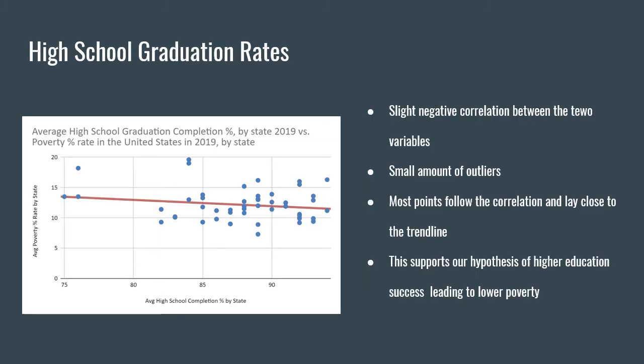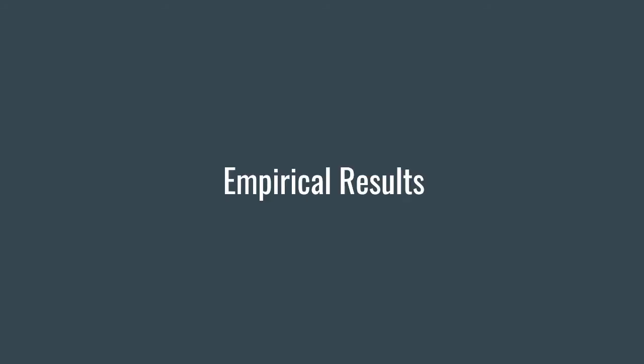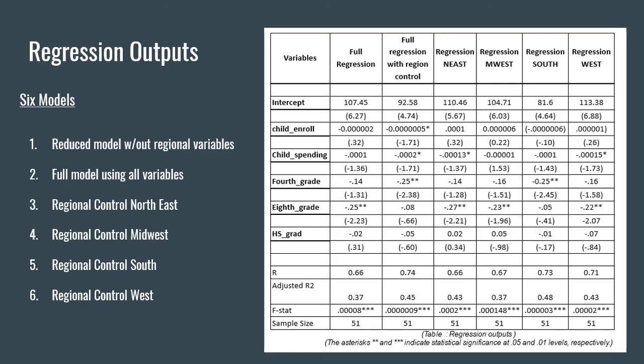High school graduation rates have a slight negative correlation between the two variables, a small amount of outliers, and most points follow the correlation and lie close to the trend line. So this does support our hypothesis that higher education success does lead to lower poverty. All right, the next thing we're going to talk about is our empirical results.